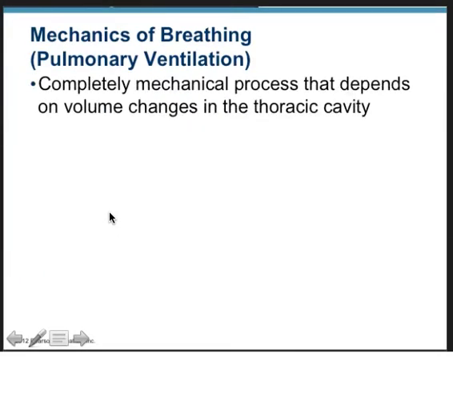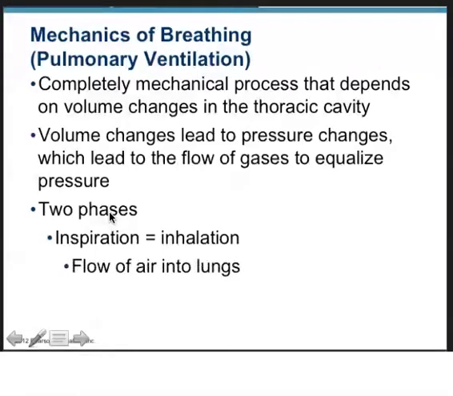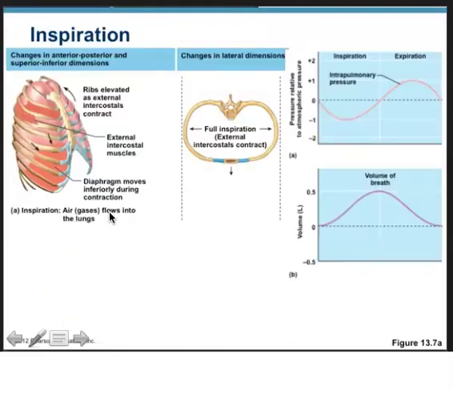So if we look at the mechanics of breathing, essentially what we're examining is how is it that the air gets in and out of the lungs. And the bottom line is this happens primarily by muscle contraction. It's a mechanical process that depends on volume changes of the thoracic cavity. Volume changes will lead to pressure changes, which will lead to the flow of gases to equalize pressure. There's two phases: inspiration, which we know as inhalation, where the air flows into the lungs, and expiration, known as exhalation, where the air leaves the lungs. And so what you're looking at here is a figure that shows you the thoracic cavity with the heart and lungs inside, and the diaphragm at the inferior border.